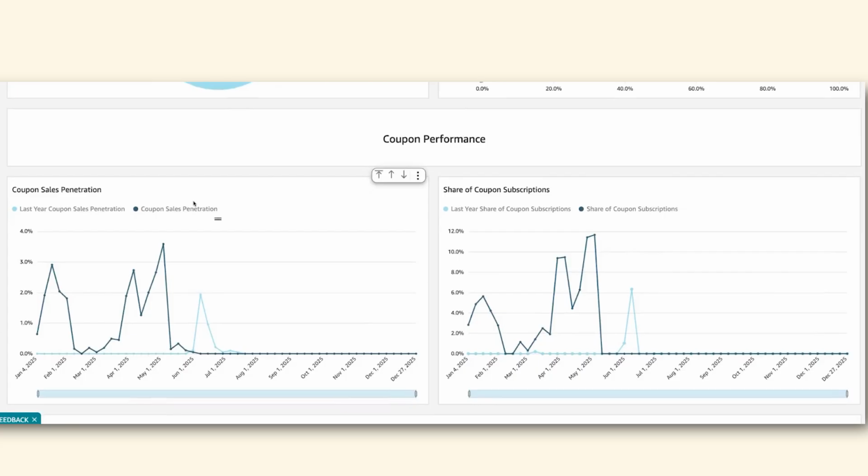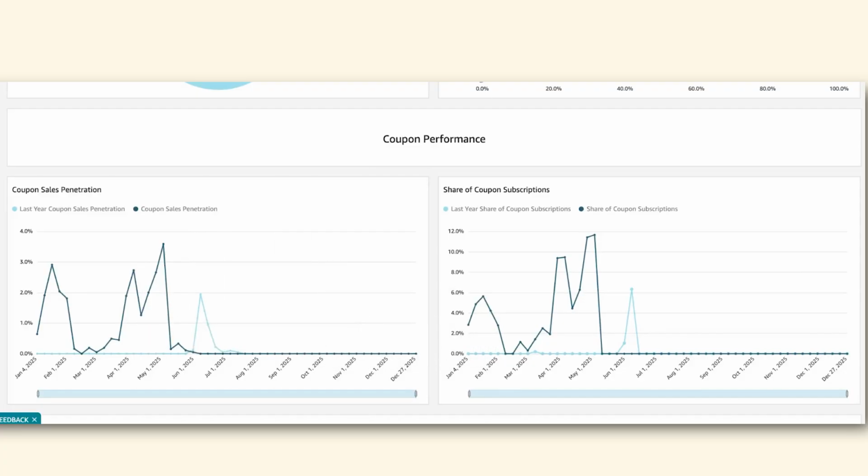So we want to know when the coupons were active and how many sales we got from those coupons. When the line spikes over here, that means the coupons were active and we had a certain amount of sales. If it's flat over here, that means there weren't any coupons driving sales, because we didn't have any coupons running at this time. So of the people who subscribed, how many used a coupon to do it? This is one of the subscribe and save specific. This is not total sales.